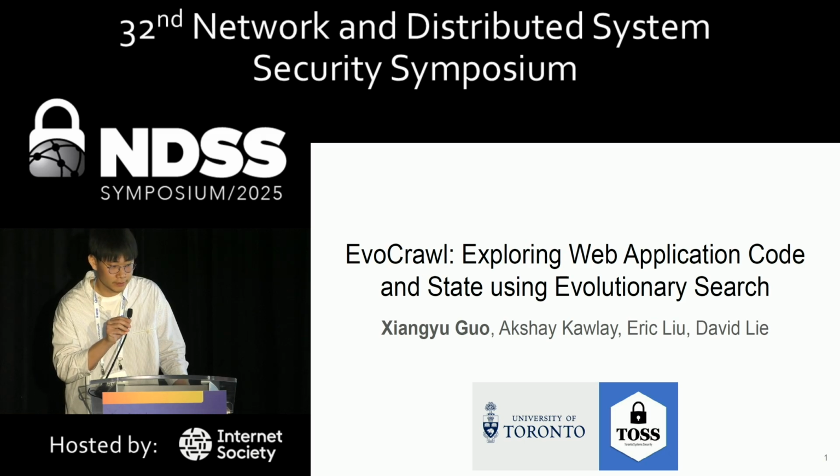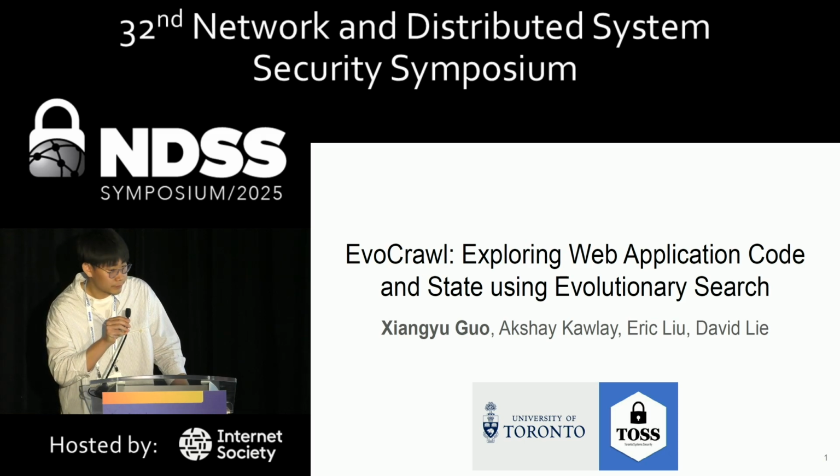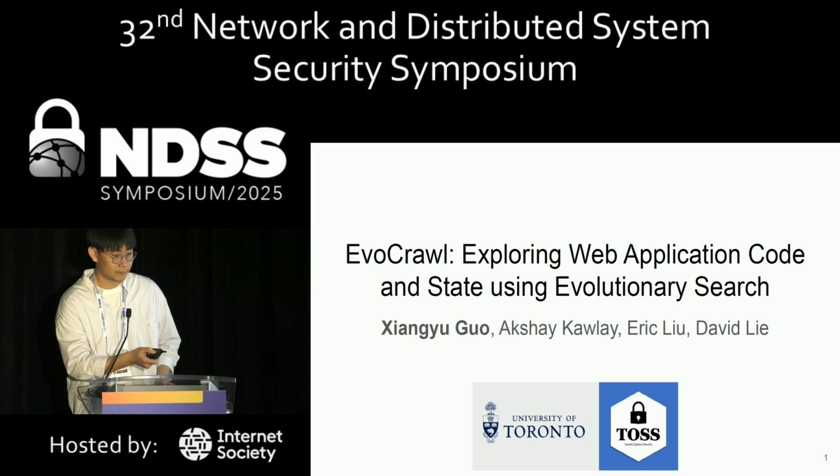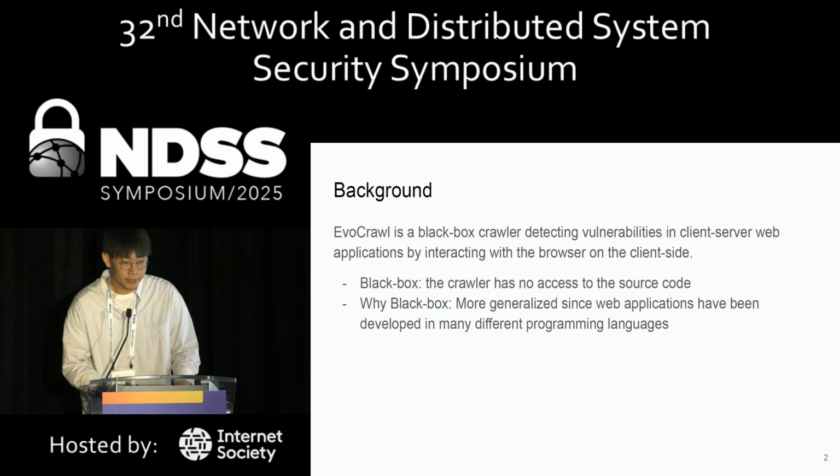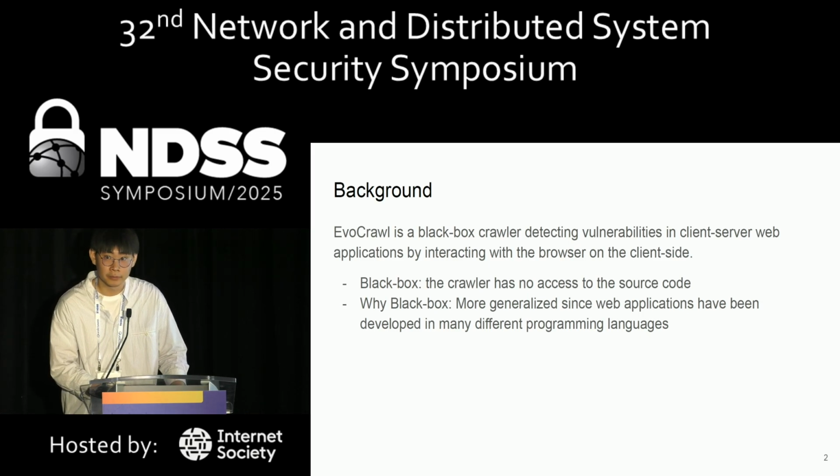We study at HotCRP. Today I'm going to present the paper EvoCrawl, Exploring Web Application Code and State Using Evolutionary Search. EvoCrawl is a black box scanner detecting vulnerabilities in web applications by interacting with the browser on the client side. The black box here means the scanner has no access to the source code.